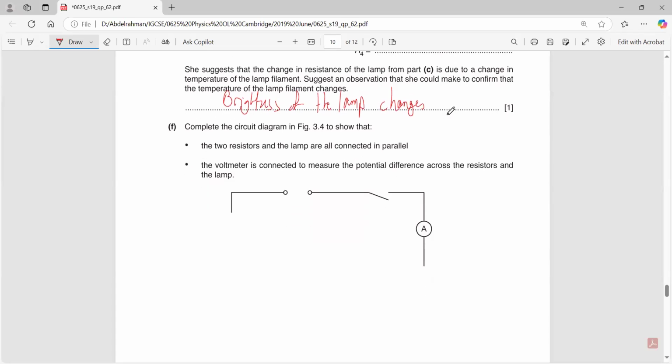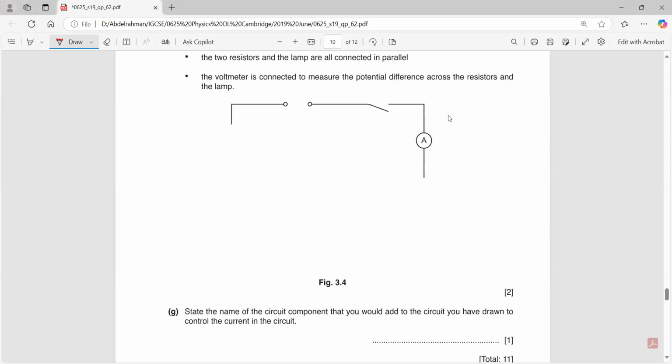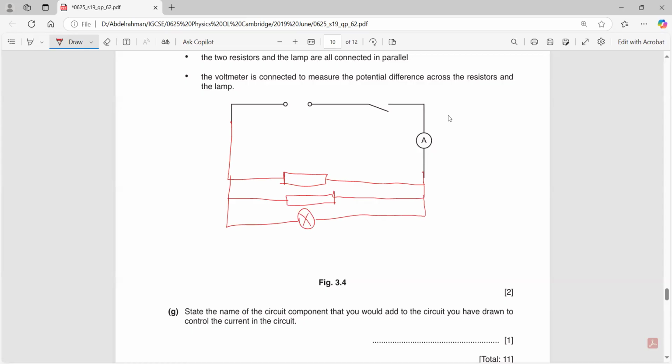Complete the circuit diagram to show that two resistors and the lamp are connected in parallel. The voltmeter is connected to measure the potential difference across the resistors and the lamp. So you need to draw two resistors, a lamp, and the voltmeter, all in parallel.